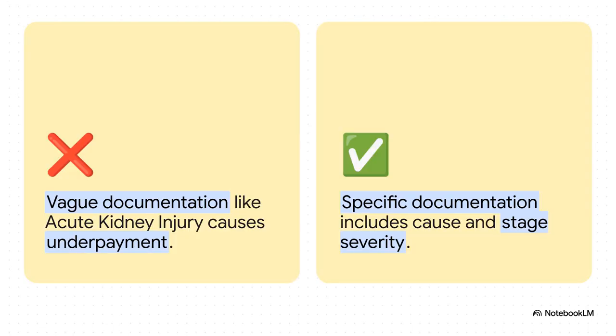The crucial point here is the stark contrast between vague and specific documentation. Vague documentation simply says, acute kidney injury. It doesn't give us much to work with. But specific, query-proof documentation says, acute kidney injury due to dehydration classified as Stage 2. See the difference? By adding the underlying cause and the precise severity to the AKI diagnosis, the provider gives the coder exactly what they need. It proves the complexity of the case right from the start.